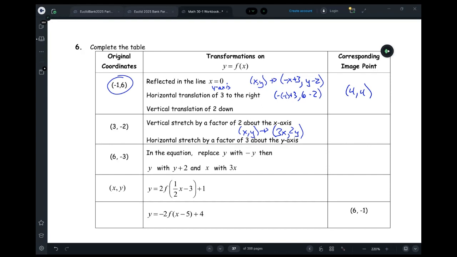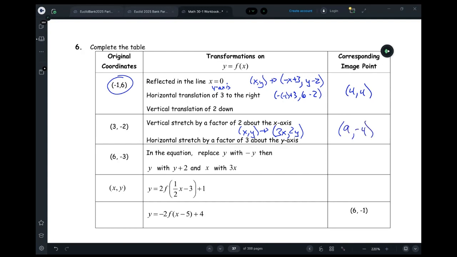Okay, it's only when you go into the function that you're going to see those replacements flipping those things, where the horizontal stretch by a factor of 3 actually becomes the 1/3. So in this case, 3 times 3 is going to be 9. 2 times -2 is -4.